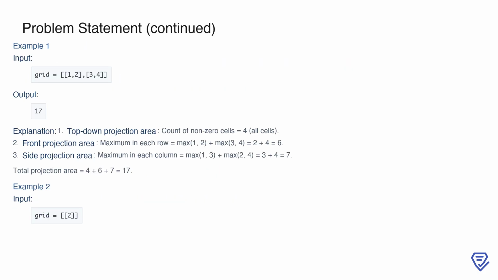Consider the first example where the input grid is [[1, 2], [3, 4]]. To calculate the top-down projection area, we count all the cells with non-zero values. Since all the cells in this grid are non-zero, the top-down projection area is 4.